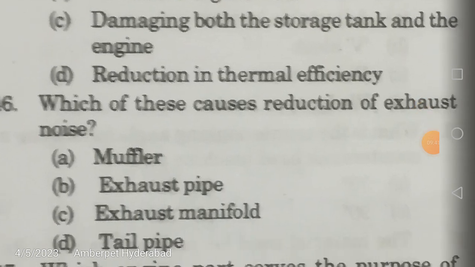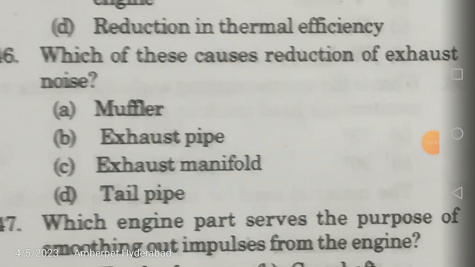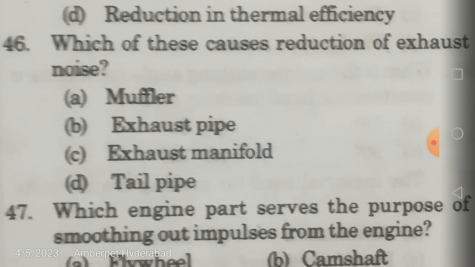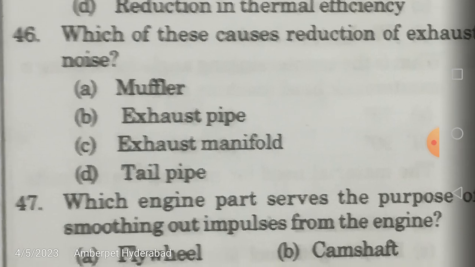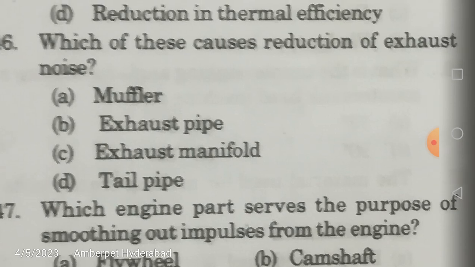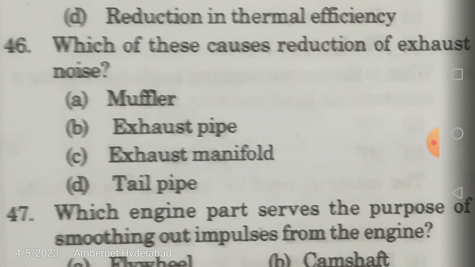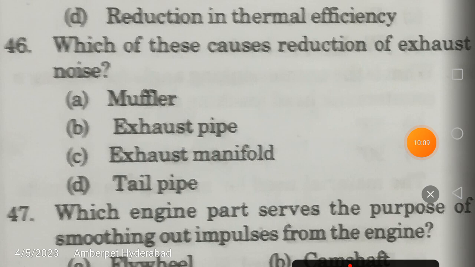Next, which of these causes reduction of exhaust noise? Is it muffler, exhaust pipe, exhaust manifold or tailpipe? Exhaust manifold is a short pipe after the exhaust valve, and then exhaust pipe, then muffler or tailpipe. It is actually the muffler which causes the reduction of exhaust noise. That's why we see that mufflers are used in automobile engines. Correct? Right. It is muffler.